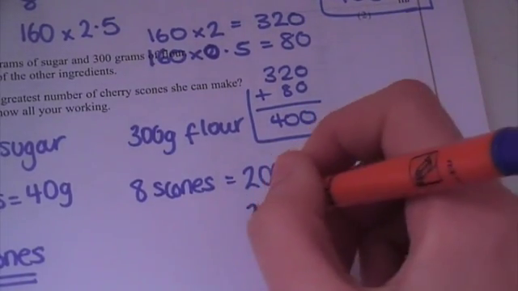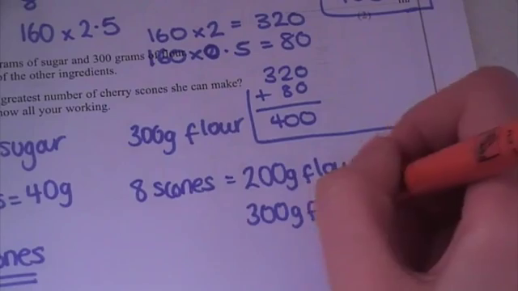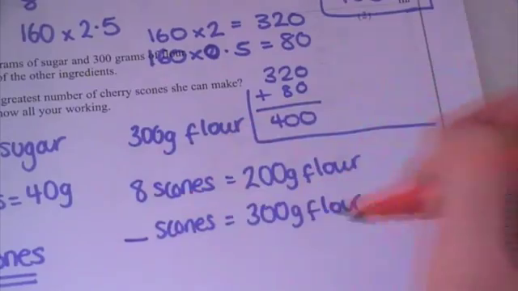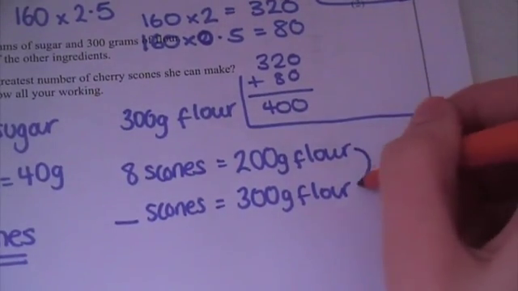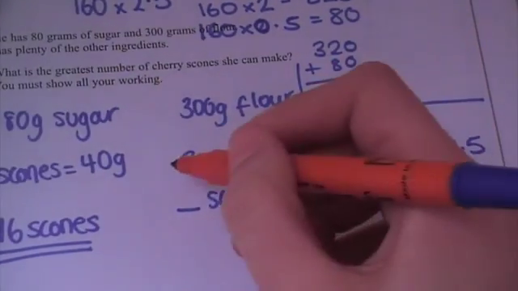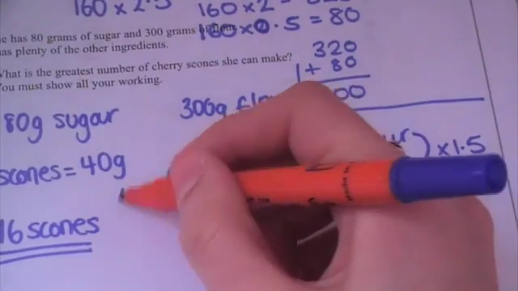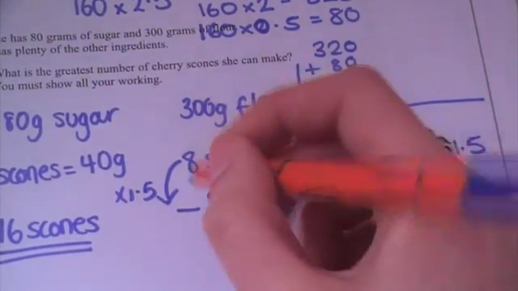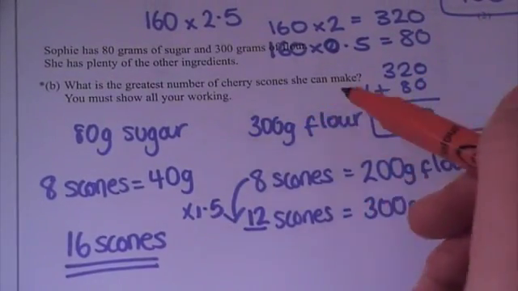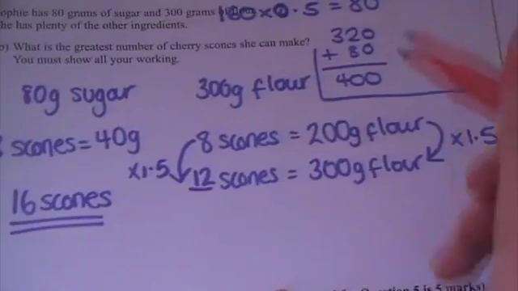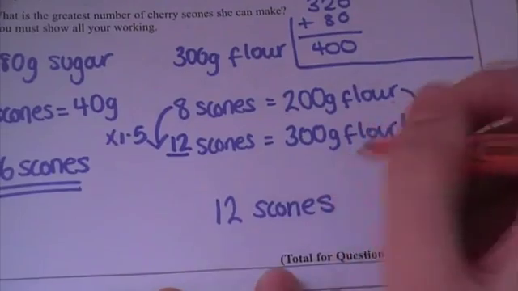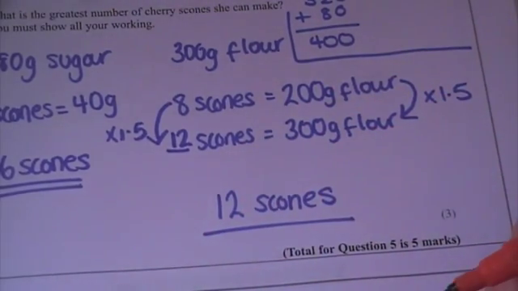Now this side's a bit tricky. Sophie's got 300 grams of flour and she wants to know how many scones that's going to cook for. So what if we times 200 by to get to 300? We times that by 1.5. So let's do the same to this side. Times 1.5. 8 times 1.5 gives you 12. So the question says, what is the greatest number of cherry scones she can make? Well, with the sugar it's 16, with the flour it's 12. So overall she can only make 12 scones as she's limited due to her 300 grams of flour.